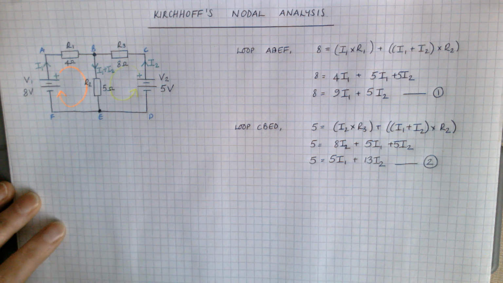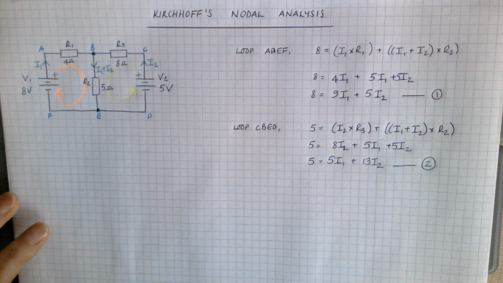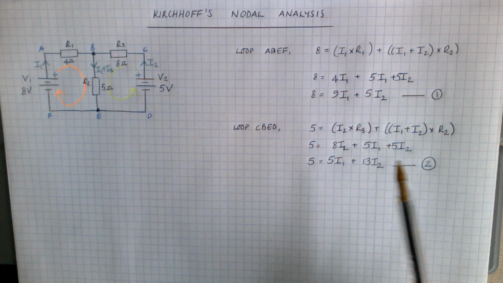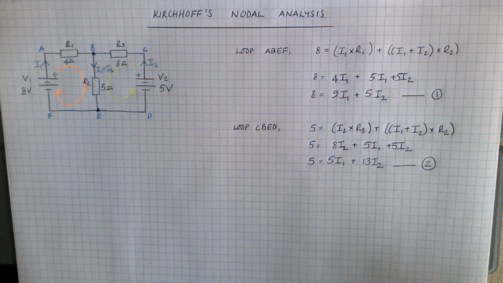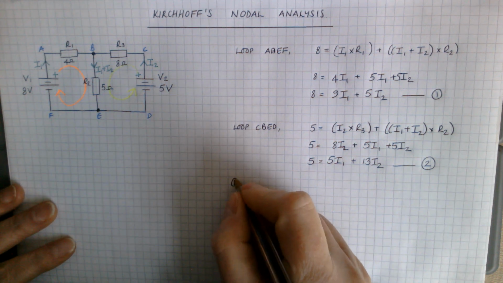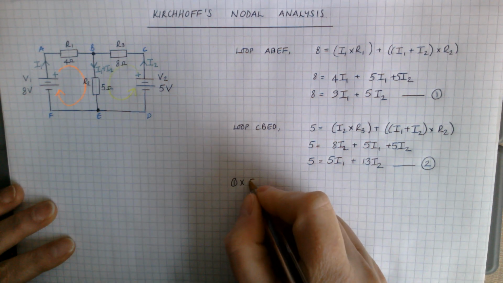So now I have to solve these simultaneous equations. Looking at these two, I'd look for something that is common or similar to both of them. And the thing I look at straight away is, well, 5 nines is 45. So I'm going to multiply my first equation by 5.